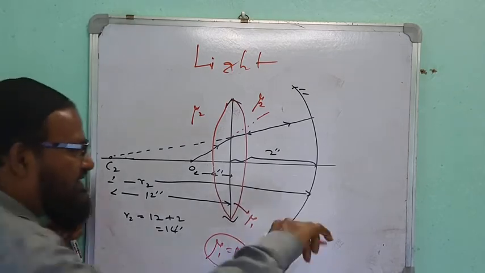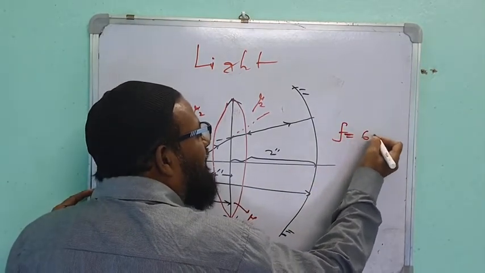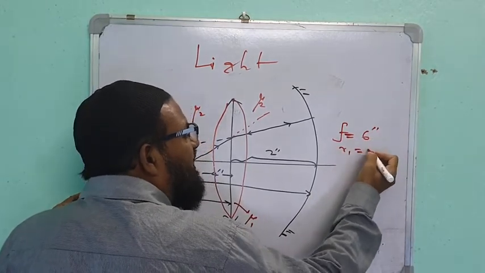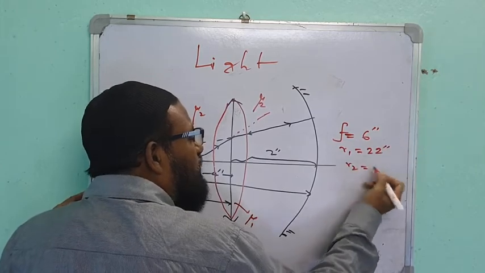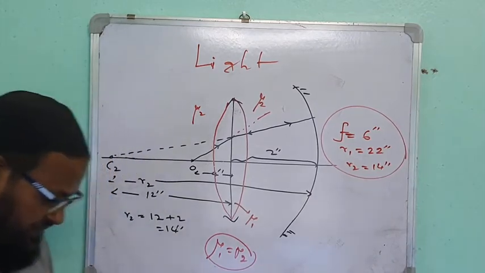What is the ultimate answer? First answer, sir: f equals 6, R1 equals 22 inch and R2 equals 14 inch. I think it's sufficient.